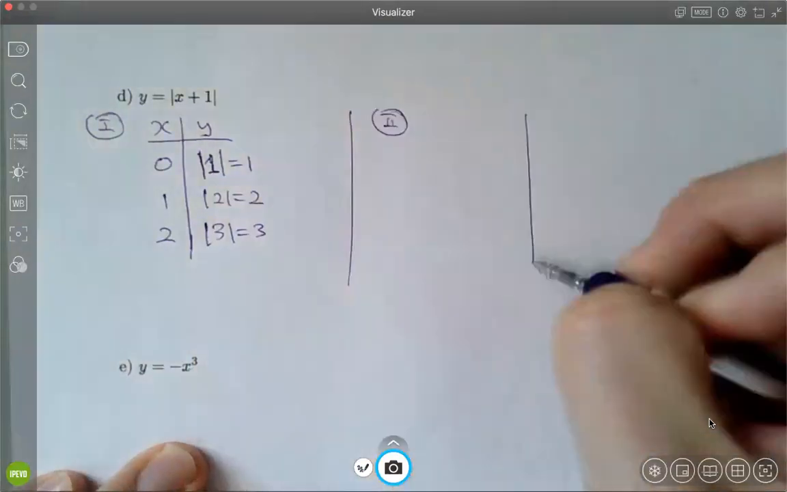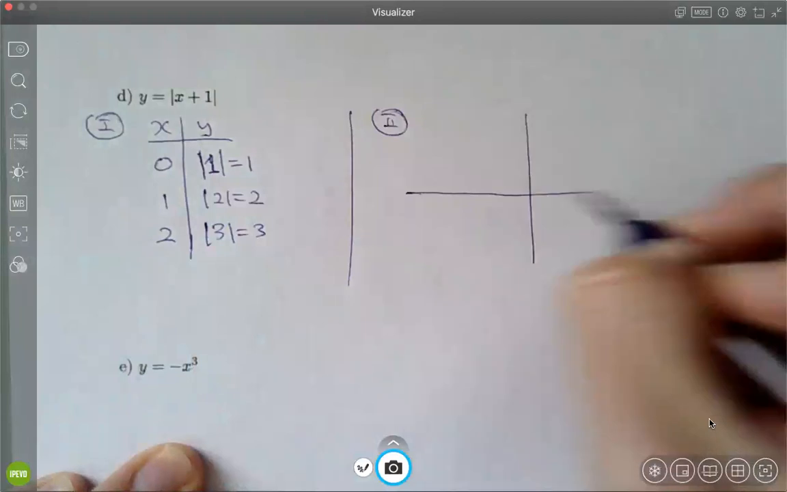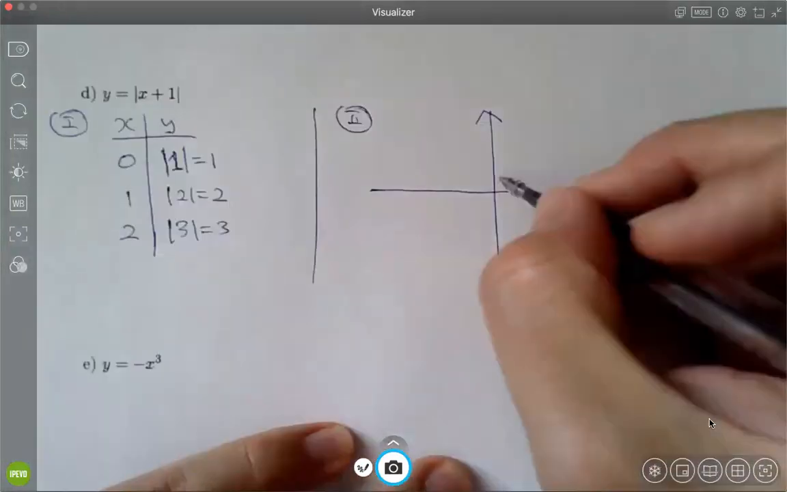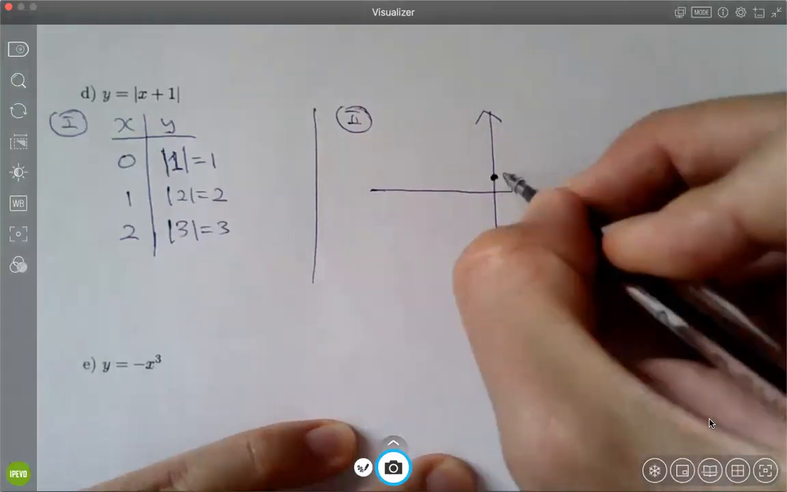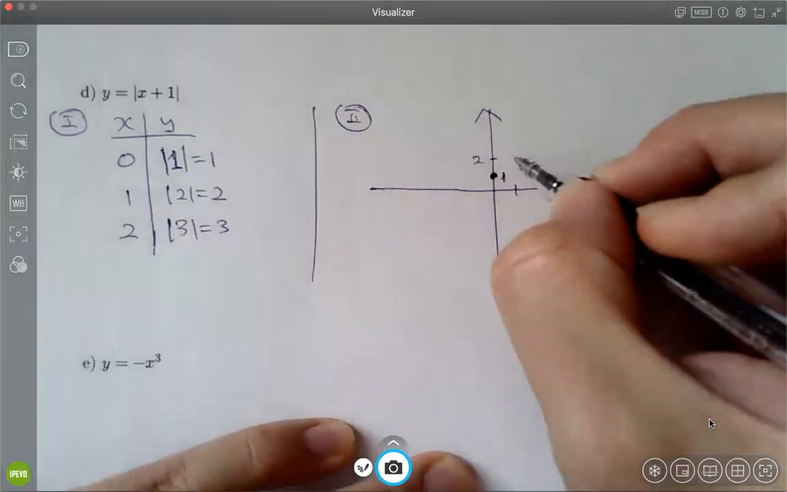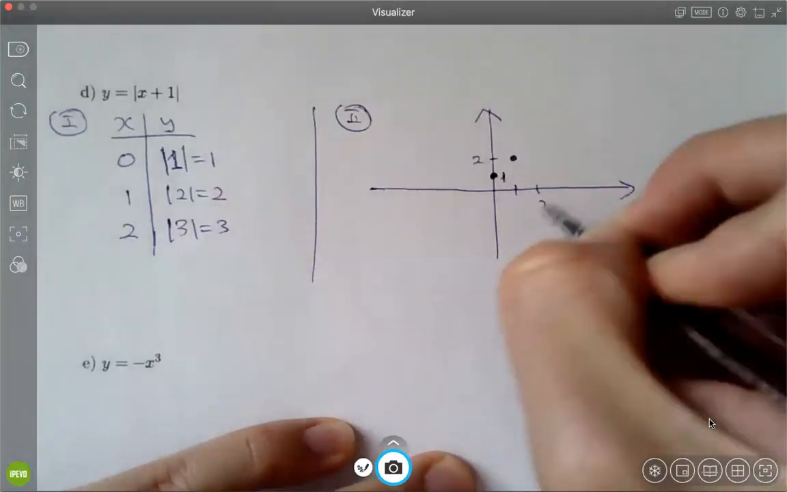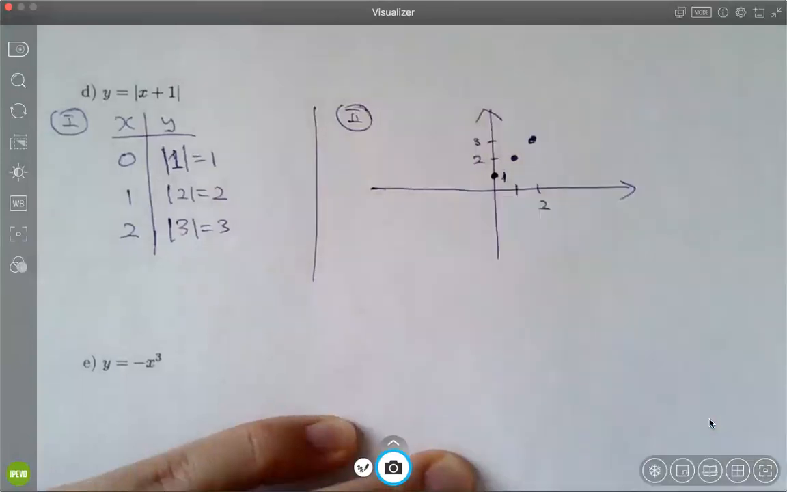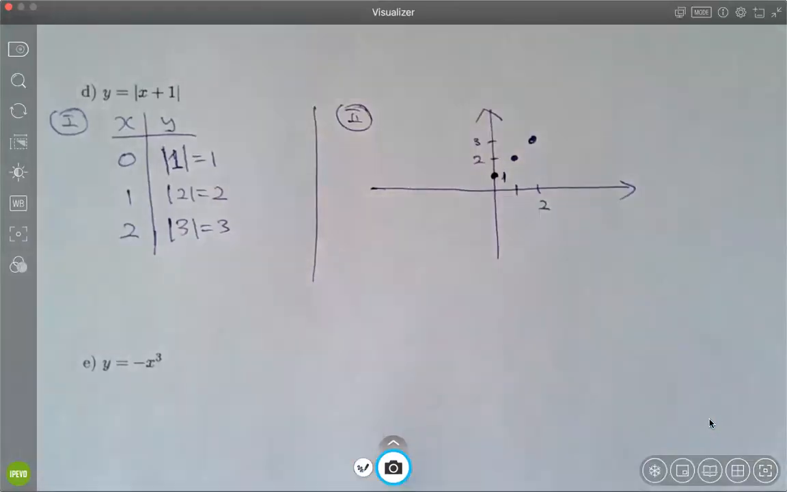So let's see. So 0, 1. Okay, so 0, 1 is somewhere here. And then 1, 2. So that will be somewhere here. And then 2, 3 is right here. Okay, so by looking at how these 3 points are lined up, we definitely see what? A line, right? Okay, it looks like this.